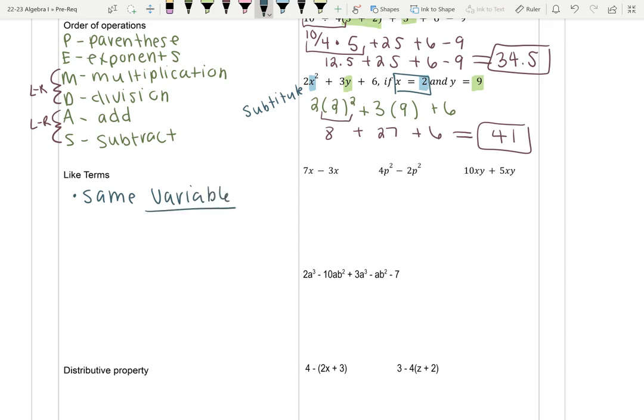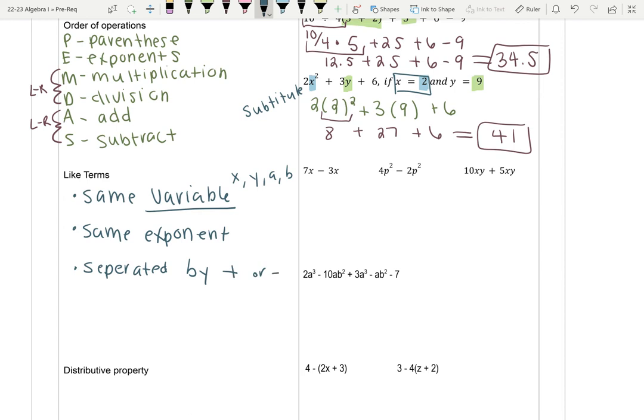If you don't know what a variable is, it's like a letter like X, Y, A, B, Z, whatever it might be. And it has to have the same exponent, like number. So 2 the squared would go with 2 the squared. You can't combine 2 the squared with something to the third. And terms are separated by an addition sign or a subtraction sign.